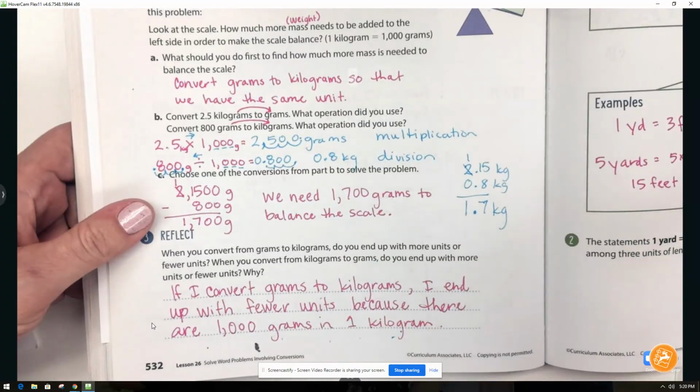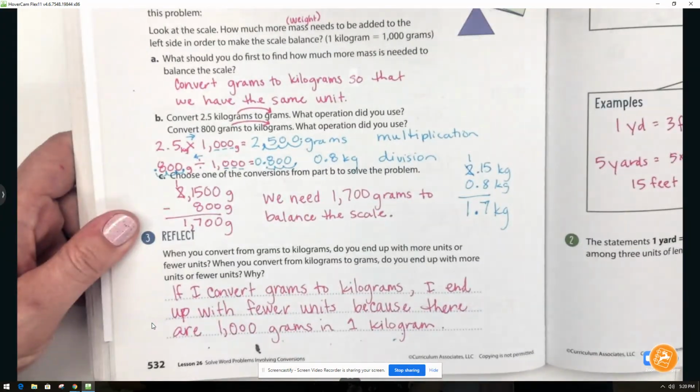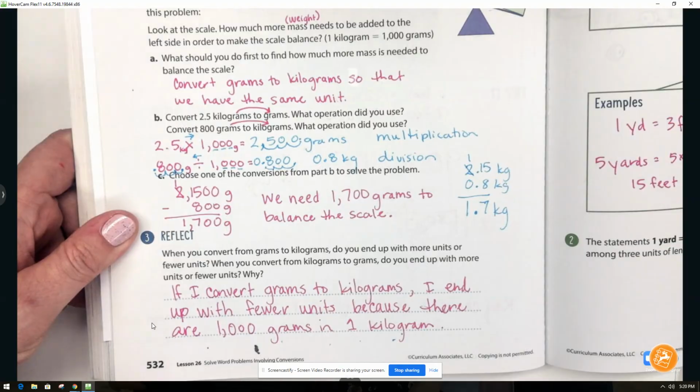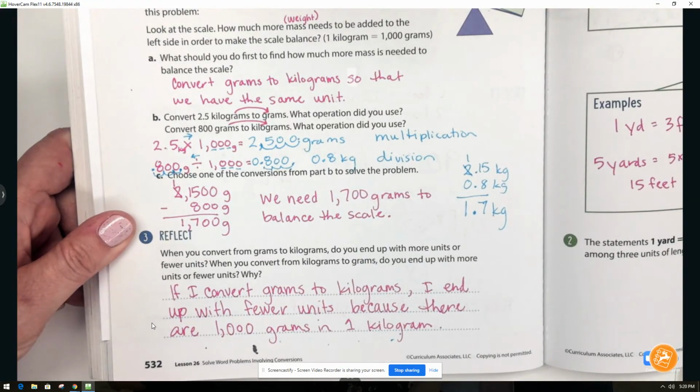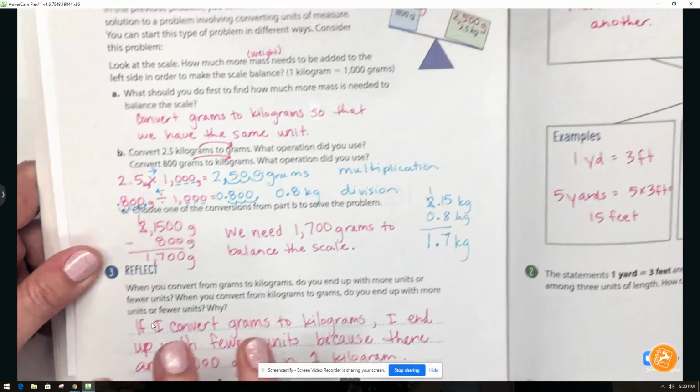All right, once you have that written down, you're going to go ahead and go to the next page. If you're not quite done yet, you can go ahead and pause your video. And then when you're done, you can come back to work on the graphic organizer with me.